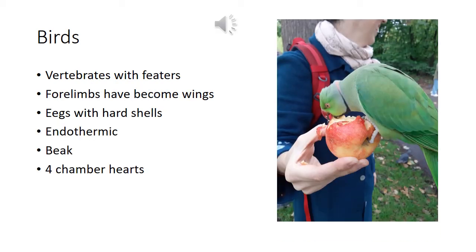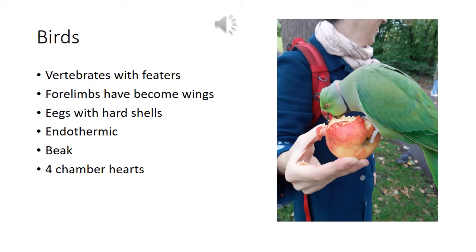Our next group are the birds. Birds are vertebrates which have feathers, and their forelimbs have become wings. It doesn't mean that all birds can fly. There are actually a lot of successful flightless birds, like penguins, who use them for swimming, or ostriches, or flightless pigeons, but their forelimbs have become wings, which they use for something.